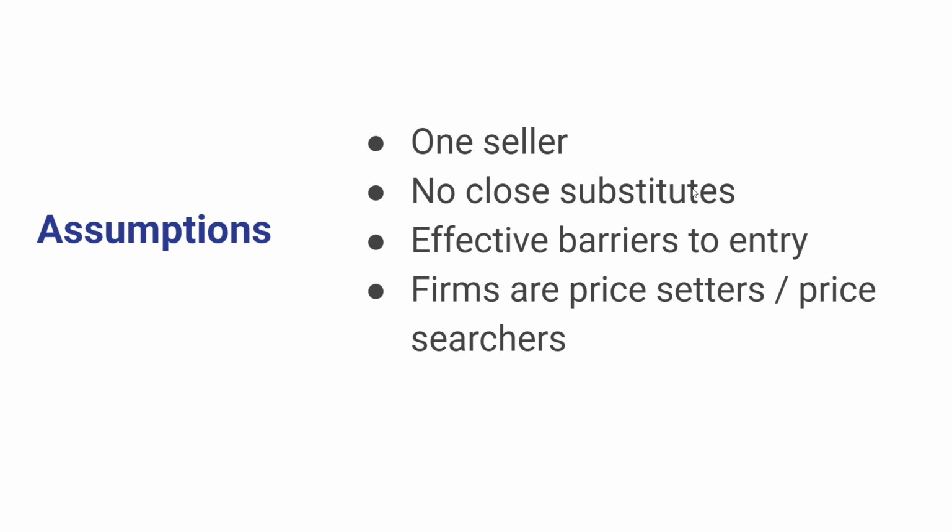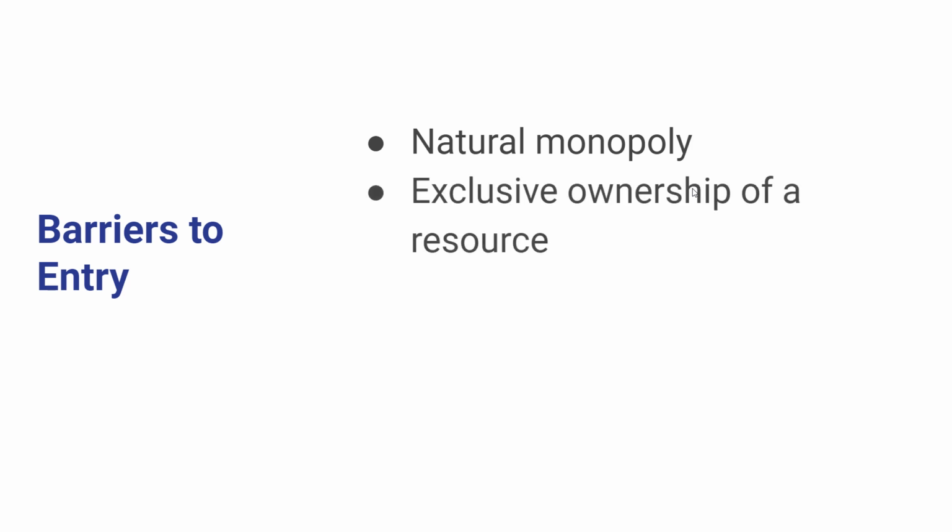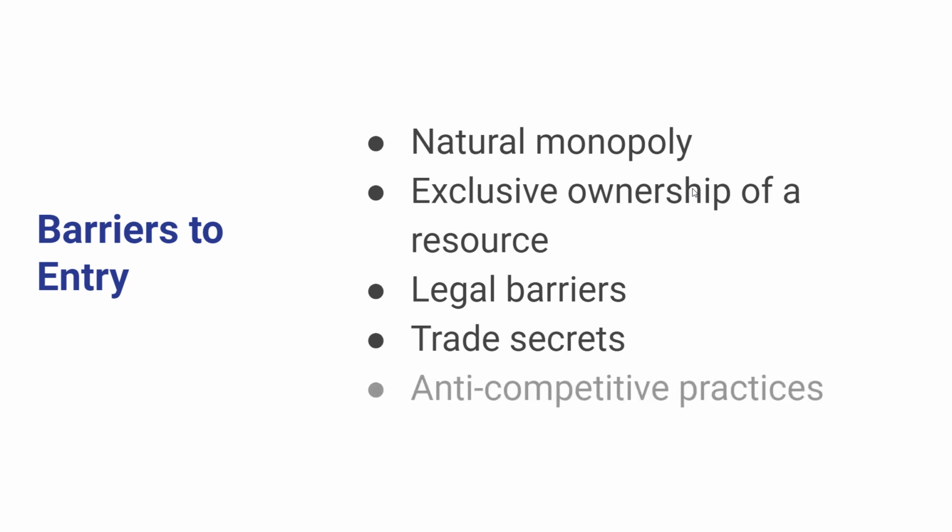We noted in the market for perfect competition, firms were price takers. Monopoly firms, though, are price setters or price searchers. They get to choose what price will give them their maximum profit. The general categories of barriers to entry are natural monopoly, exclusive ownership of a resource, legal barriers, trade secrets, or anti-competitive practices by firms. Let's talk about each of those.